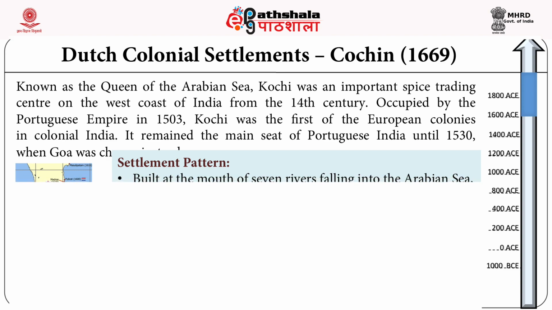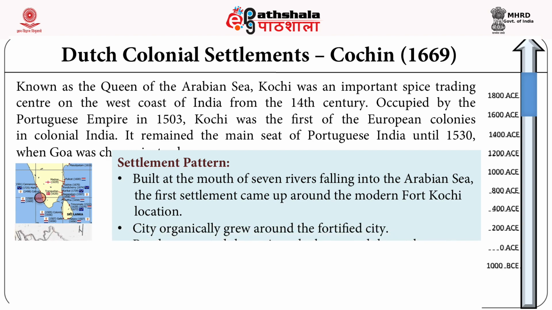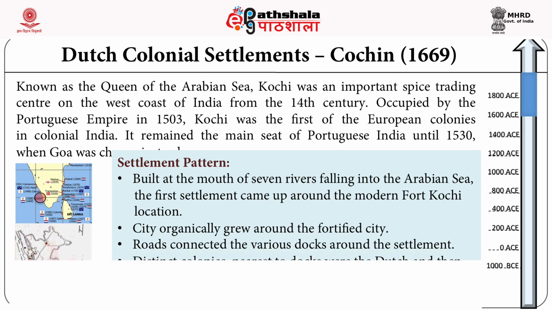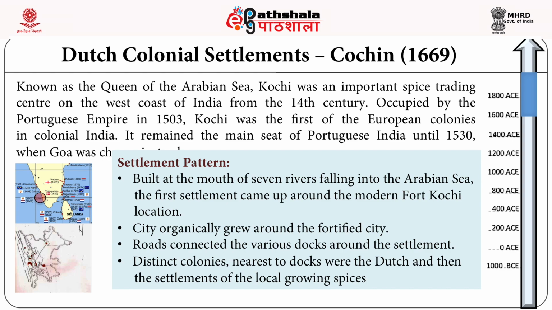Now, known as the Queen of the Arabian Sea, Cochin was an important spice trading center on the west coast of India from the 14th century. Occupied by the Portuguese Empire in 1503, Kochi was the first of the European colonies in colonial India. It remained the main seat of Portuguese India until 1530, when Goa was chosen. Built at the mouth of 7 rivers falling into the Arabian Sea, the first settlement came up around the modern Fort Kochi area, as we all know. The city organically grew around the fortified part. Roads connected the various docks around the settlement, and distinct colonies near the docks, where the Dutch and then the settlements of the local growing spices came up.